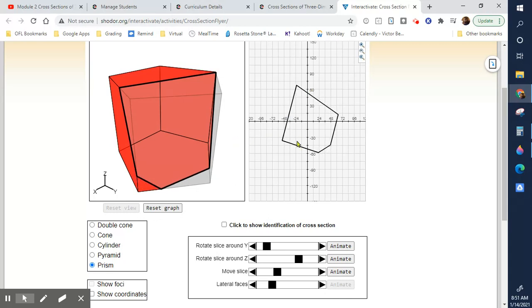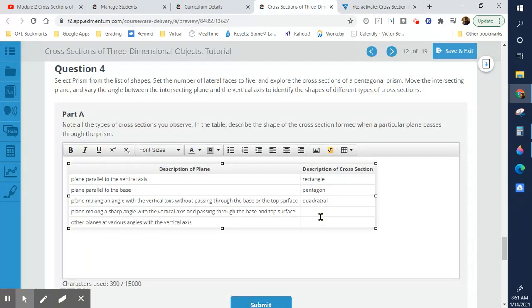But I'm putting irregular pentagon because I do see one where it has 4 sides or 5 sides. It's just not regular. Other planes and various angles. I'm just going to say different shapes because you've seen it could go anywhere from a four-sided shape all the way up until a five-sided shape.